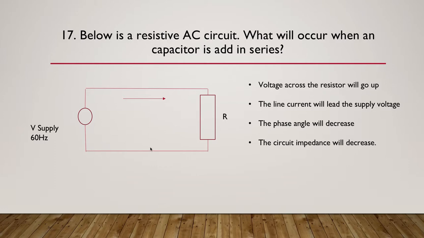So question 17 now. Below is a resistive AC circuit. What will occur when a capacitor is added in series? So we've got a resistive circuit again. What will occur when we put a capacitor or add a capacitor in series? The four options are: the voltage across the resistor will go up, the line current will lead the supply voltage, the phase angle will decrease, or the circuit impedance will decrease. So they're your choices. So let's pause there while you have a think about it.